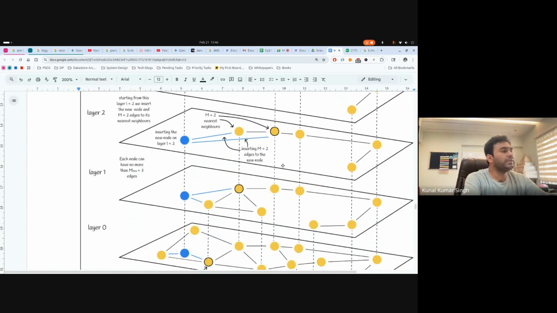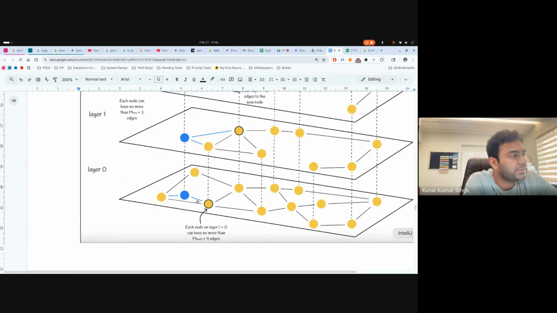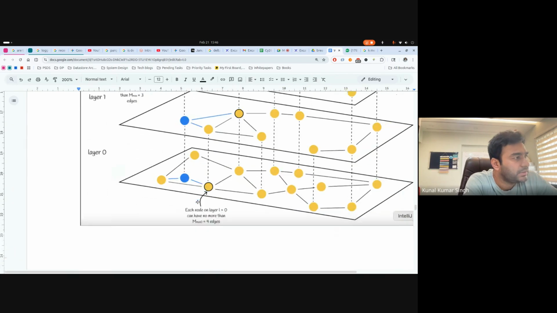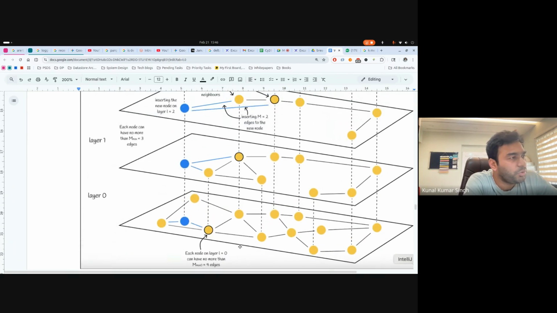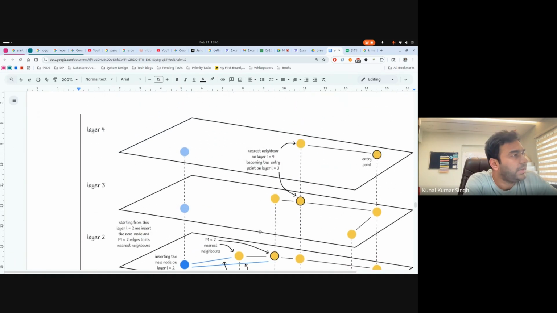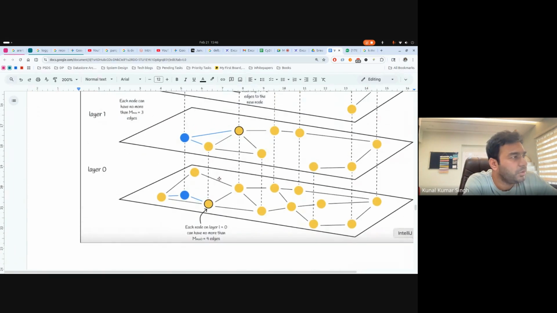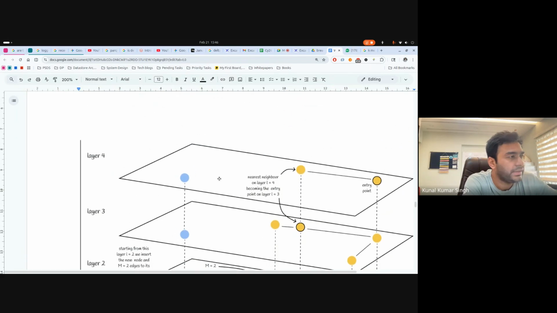So in this, what you can see is that there are multiple layers. One is layer 0 to layer 4, so we have 4 layers. You will see that the bottommost layer has most of the nodes, and the top layer will have fewer nodes. As you go up from the lower level to the highest layer, the number of nodes will reduce exponentially, right? Not linearly, but exponentially, you will have fewer and fewer nodes on the upper layers.